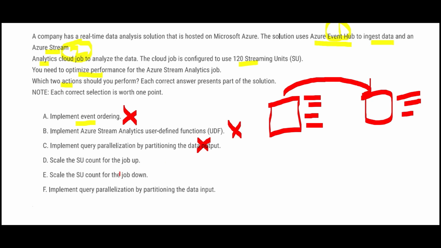Now E says, guys, let's decrease the scale count for the job down. Arey boss, we want performance, so scale the job up. More number of jobs will run. If you get performance issues, suppose you are driving a Ferrari and getting a performance issue, will you give that guy advice, boss, drive on first gear? No, you will tell, boss, go on fifth gear, sixth gear, seventh gear. So this is also wrong.